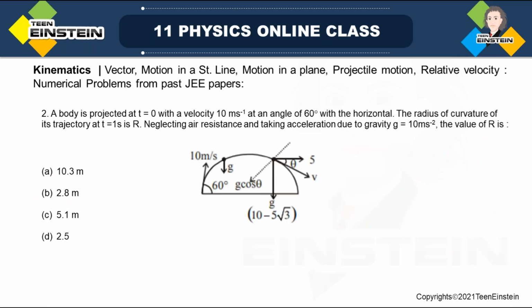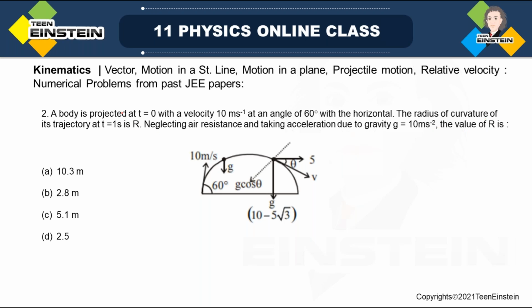So 10 meter per second here, and the angle of projection is 60 degree with the horizontal, and the radius of curvature of its trajectory at a point 1 second is r, that is given. Neglecting the air resistance and taking the acceleration due to gravity g to be 10 meter per second square, you have to find out the value of r.